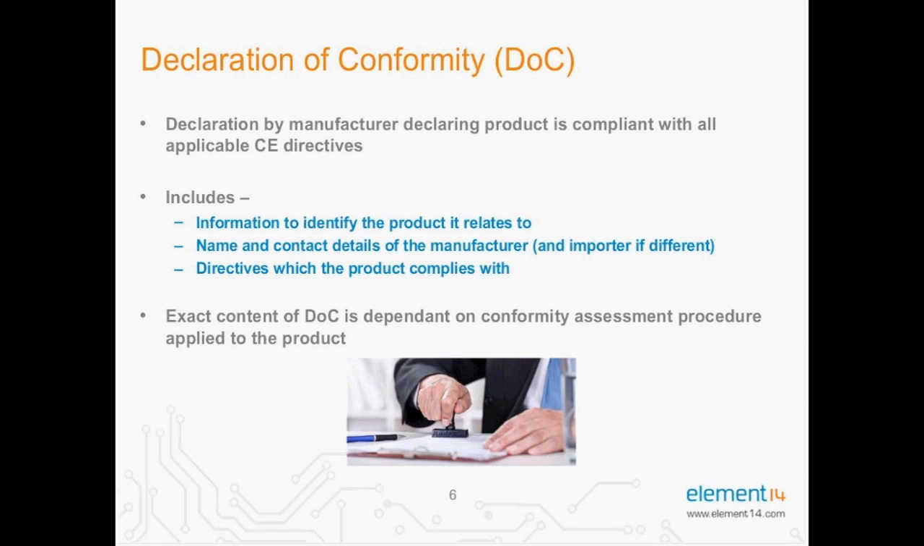So moving on to the declaration of conformity. This is a declaration from the manufacturer declaring a product is compliant with all applicable CE directives. The declaration includes information to identify the product to which the declaration relates, and the name and the contact details of the manufacturer or importer if it's different, and the directives the product is compliant to. The exact content of a declaration of conformity is dependent on the conformity assessment procedure that has been applied to the product.